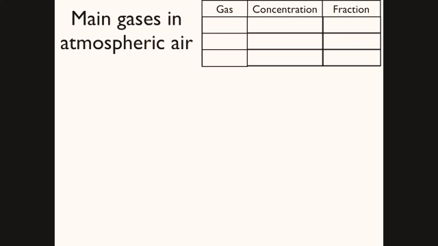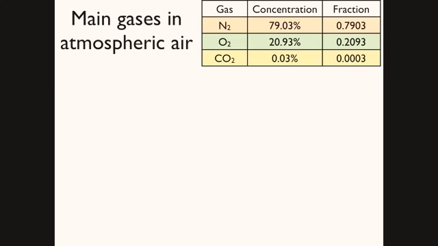So again, we have 3 gases in atmospheric air. We have nitrogen, oxygen, and carbon dioxide. Nitrogen makes up about 79% of atmospheric air, oxygen 20.93%, and carbon dioxide is present in a very small quantity as 0.03%. We can write all 3 of these gases in terms of percentage or as a fraction, 0.79, 0.2093, and 0.0003. This will come into play later when we start to do some calculations.